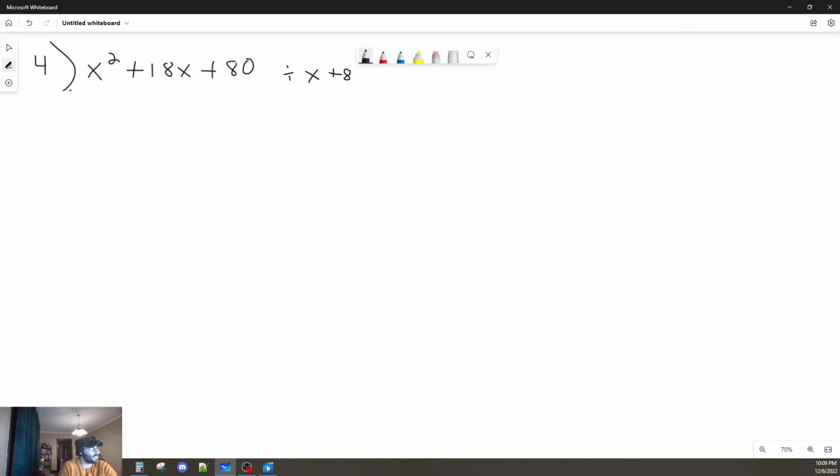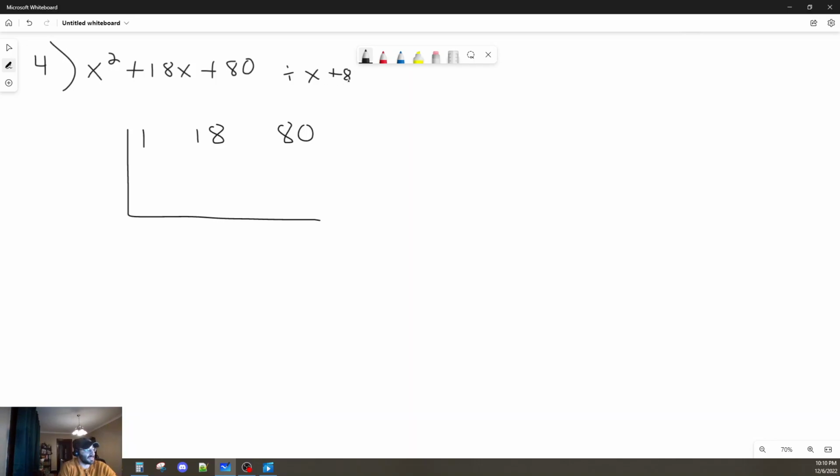Okay, so let's do your buddy's method. Now notice this is x squared and x and an x to the 0, which is just 1. So there's nothing to skip here. This one's pretty straightforward. Let's set up the little box here. The coefficient here is 1. The coefficient here is 18. The coefficient here is 80.